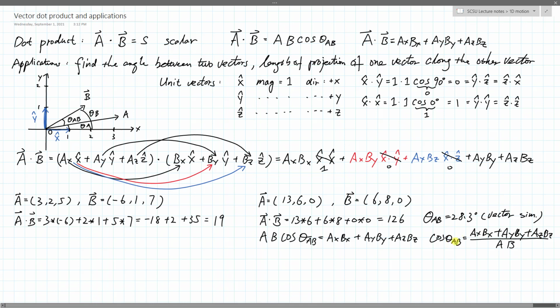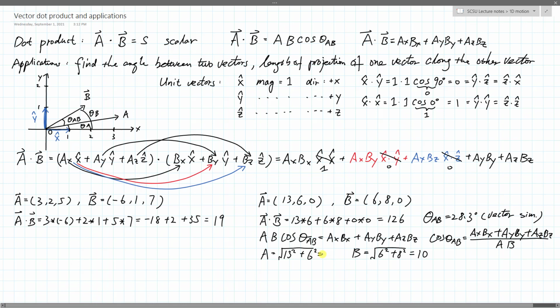Okay, so since we already have the top portion, which is A dot B, we can substitute 126 in here. But we don't have A or B's magnitudes either, so we have to get them. A's magnitude is the square root of 13 squared plus 6 squared plus 0 squared, ignoring the zero. B's magnitude is the square root of 6 squared plus 8 squared plus 0 squared. This is actually the 3, 4, 5 right triangle, just twice as long, so 6, 8, 10. So B's magnitude is 10. A's magnitude would require some calculation.